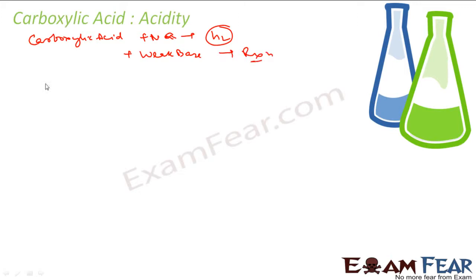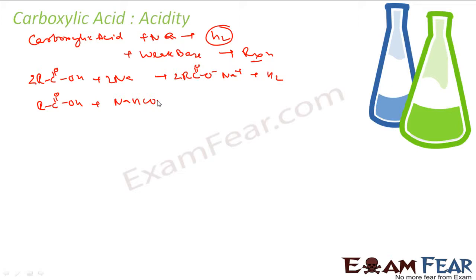For example, I have a carboxylic acid reacting with sodium. This gives RCOO minus Na plus and H2. This is what the reaction is. Or let's suppose my carboxylic acid reacts with a weak base, NaHCO3. You see the reaction still happens, and H2O and carbon dioxide will come out.